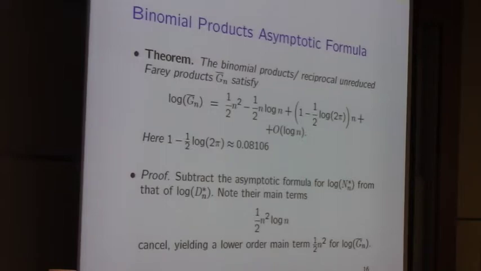The disappearance of the main term 1/2 n squared log n is the huge cancellation between the numerator and denominator and the factorials that's getting you down to a lower order term in this expansion. Okay, so we get something interesting out of this.